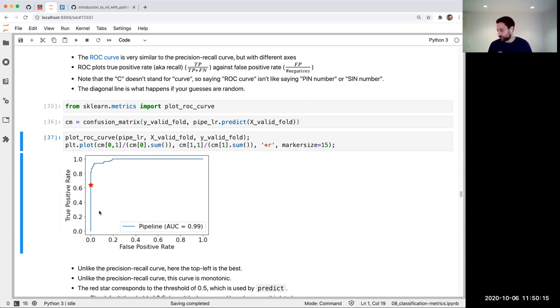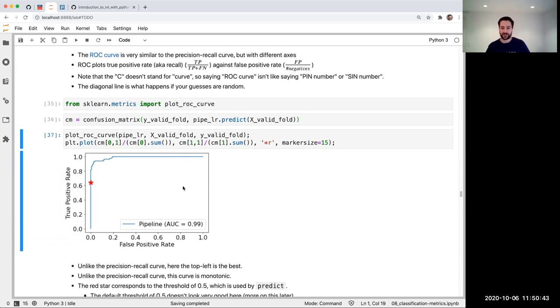So which of these curves do you want to look at? They say slightly different things, and it basically depends what you care about for your particular application. And again, these curves are basically assessing how good your model is at generating a good predict proba function. And a good predict proba function is one where the frauds have very high scores and the not frauds have very low scores.